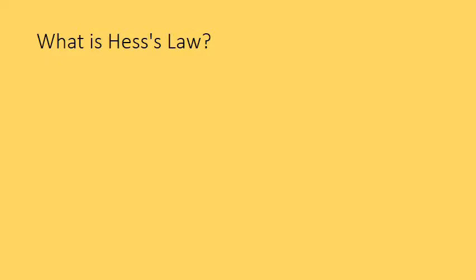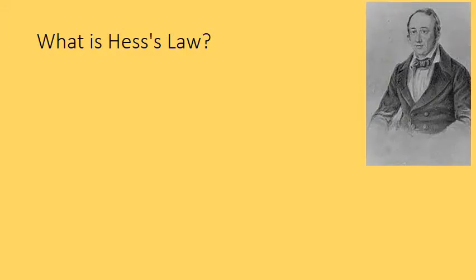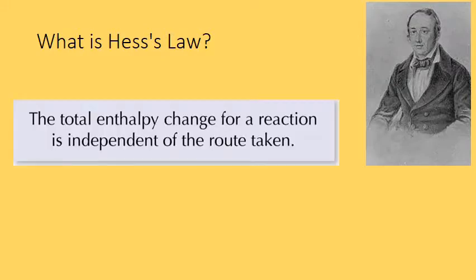First of all, let's look at what is Hess's law. First of all, who was Hess? This was Germain Hess. He was a Russian chemist, studied in Sweden and worked as a doctor most of his life. And anyway, he came up with Hess's law, which says the following. Hess's law says that the total enthalpy change for a reaction is independent of the route taken. So that doesn't mean much, I don't think, as it stands. So let's have a look at an example to illuminate it.